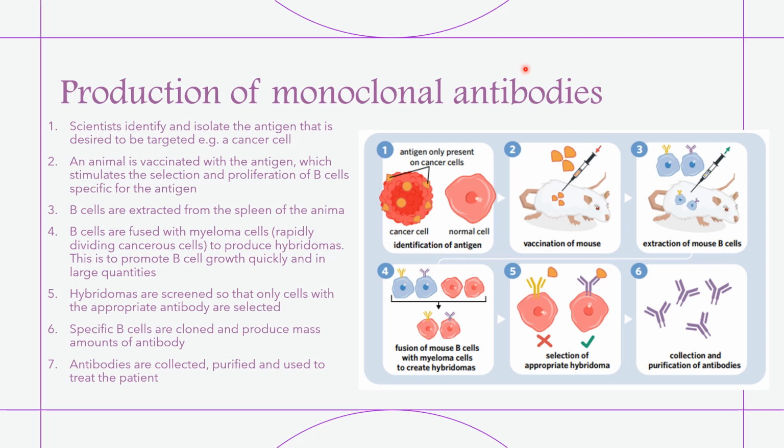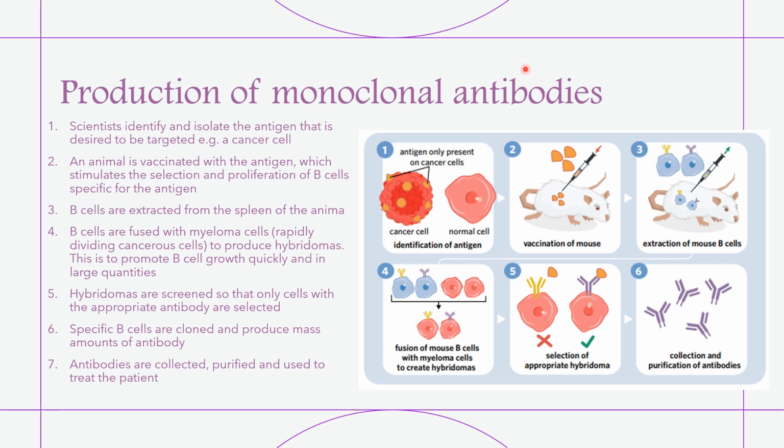The exact same thing that happens in vaccinations in us is going to happen. When we vaccinate that mouse with that antigen, it's going to stimulate an immune response. It's going to stimulate the selection and proliferation of B cells, and they're going to be specific for the antigen that we have injected into that mouse. Then we're going to extract the B cells from the mouse. Why B cells?